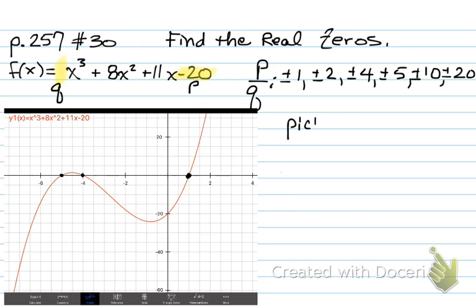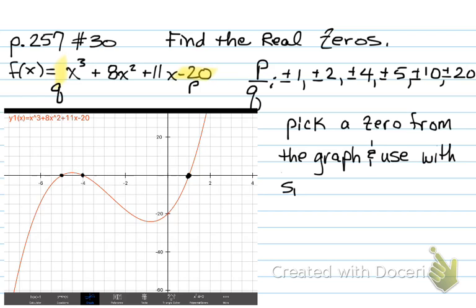So we're going to cheat just a little bit, so to speak. We graph the function and we notice that there are actually 3 real zeros. But what we're really going to do is pick a 0 from this graph and use it with synthetic division.